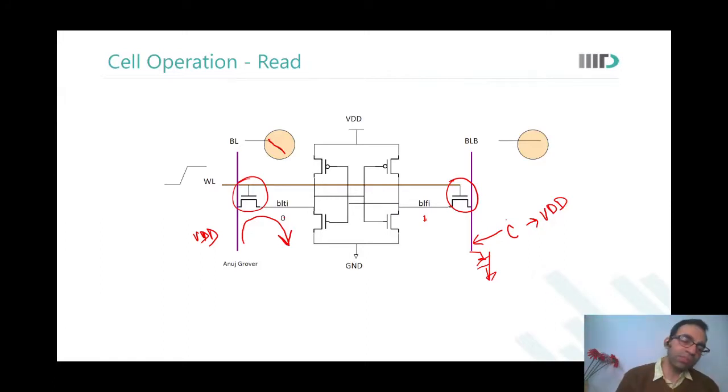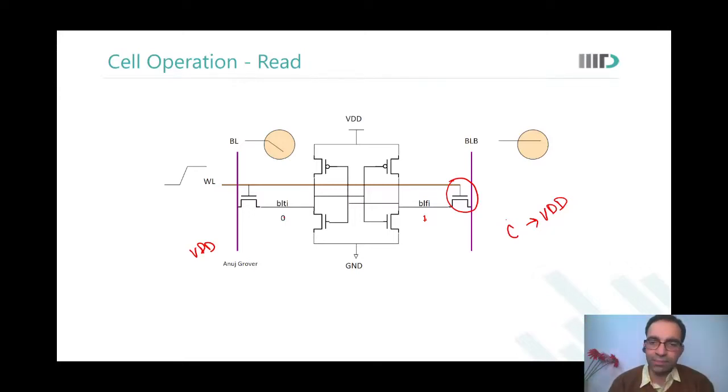Is this clear? Are you able to see this? Any questions on the read operation? Sir, can you explain this? What part did you not understand, Abhishek? Sir, bit line bar is discharging, that part. Okay, so when word line gets selected, what I said was both the internal nodes are pre-charged to VDD, and both the bit lines are pre-charged to VDD. Is it clear till here? Yes, sir.